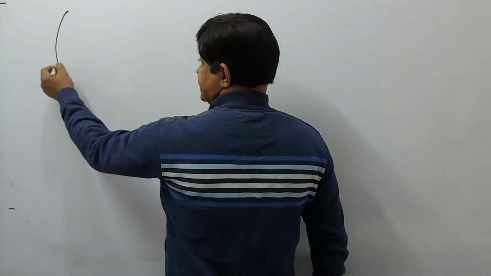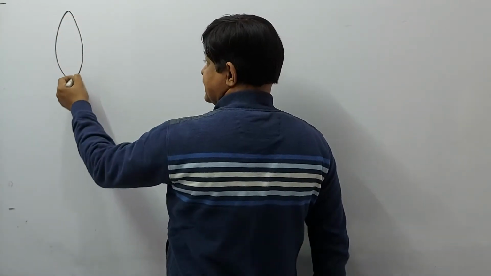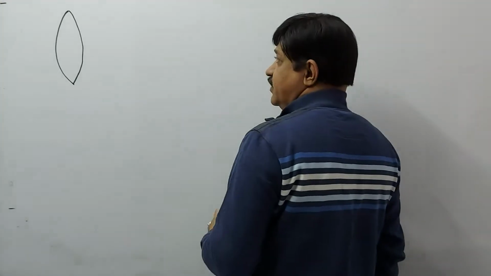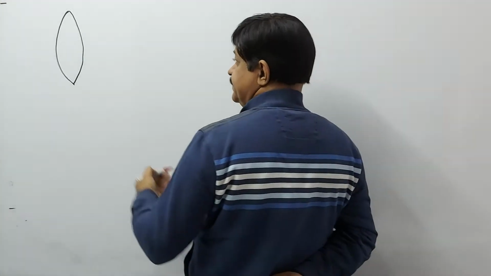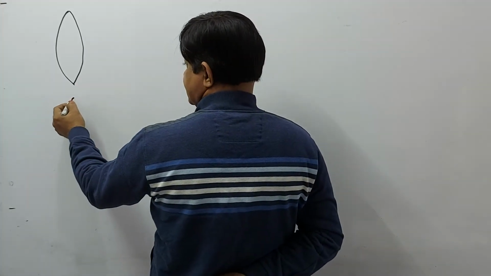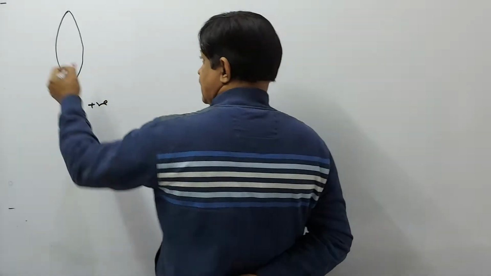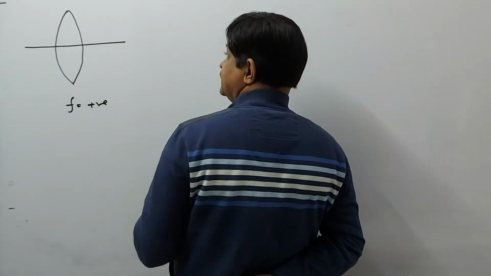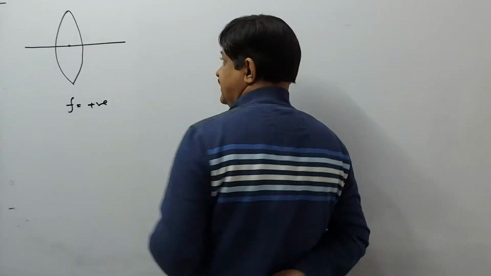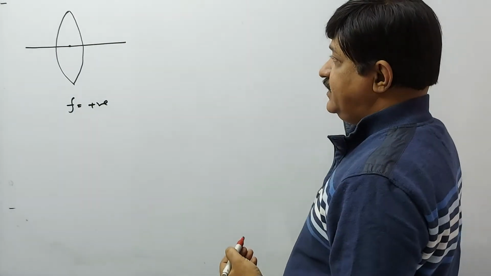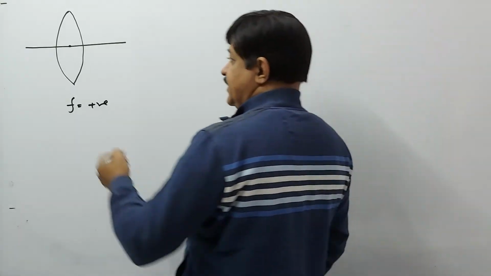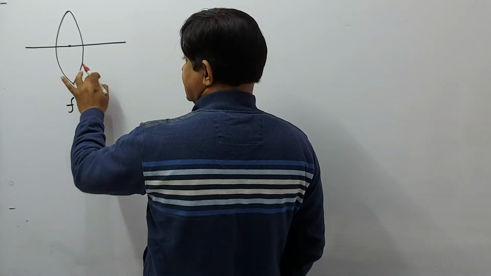Starting with the basic concept, this will be the lens. You call it convex lens. Usually its focal length is positive, having the principal axis, having the optical center, and this is called double convex lens because the two surfaces are there.